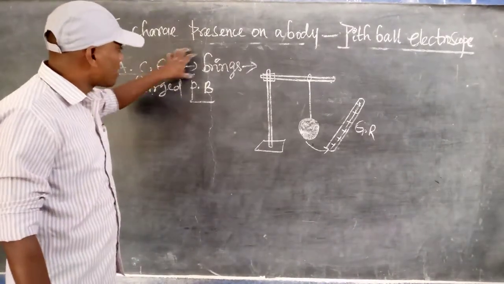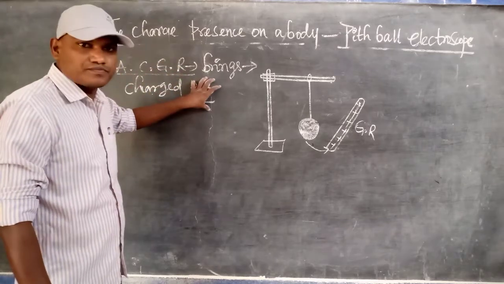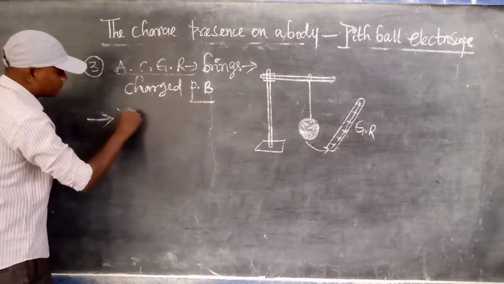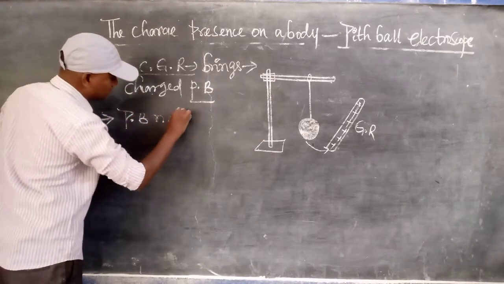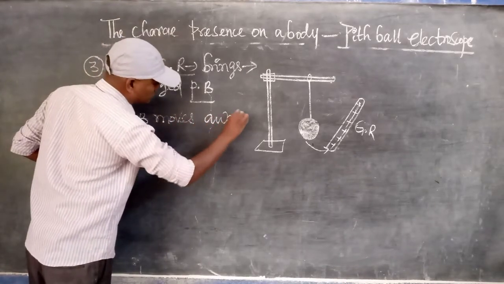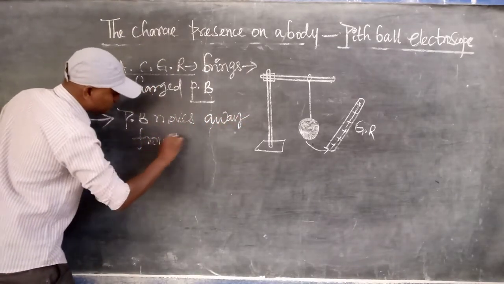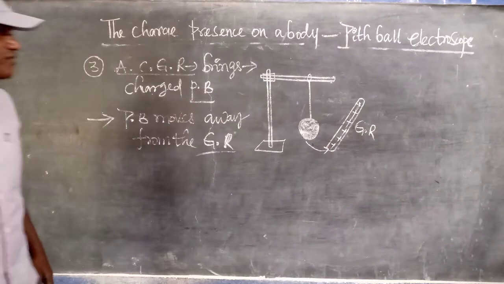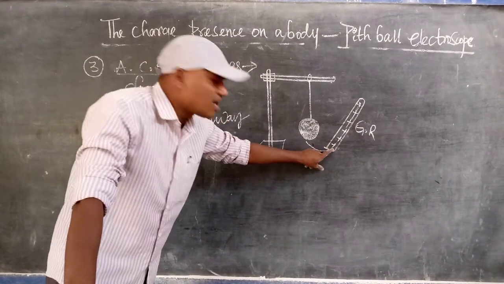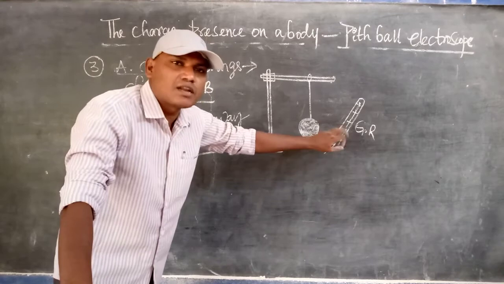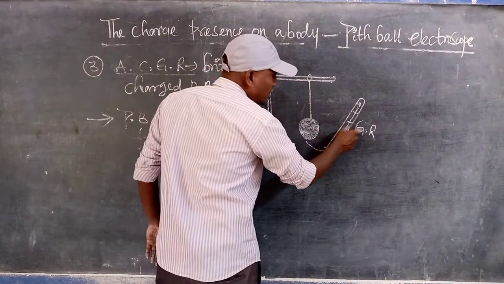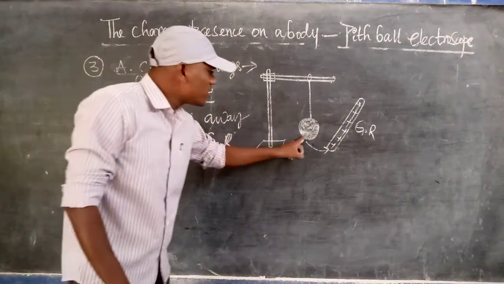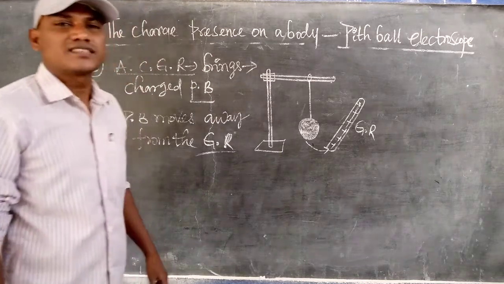So when a charged glass rod is brought towards the charged pit ball, at that time the pit ball moves away from the glass rod. Listen very carefully. A glass rod will have which charge? Positive charge when it is rubbed with a silk cloth. That's why when a positively charged glass rod is brought towards the pit ball, it will move away from the glass rod.